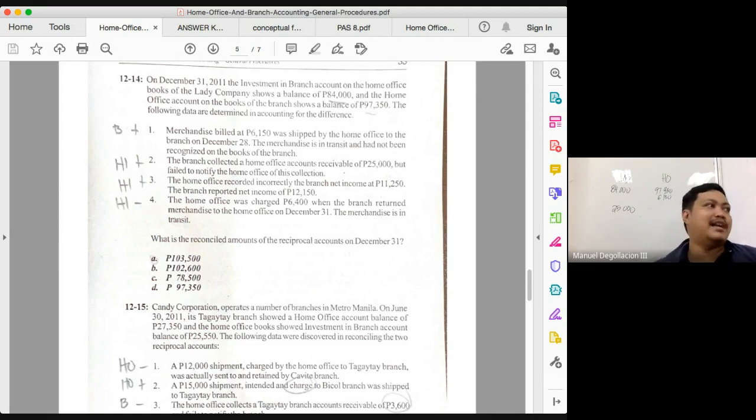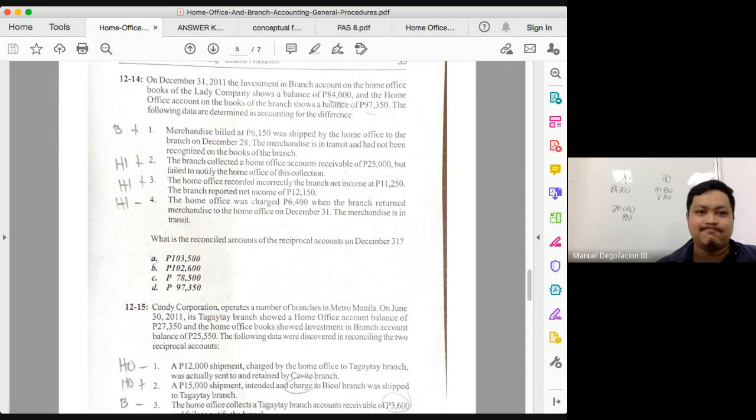So if you will be asked, what is the effect of this error on the investment in branch account? Is it under or over? Understated by 900. So to correct that one, we will have to increase the investment in branch account. So to correct that one, additional debit to investment in branch and additional credit to branch income in the amount of 900. Still an addition.